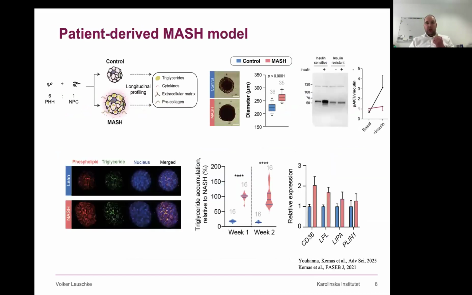So with this being said, we started to then slightly modulate or modify the culture protocol that I briefly introduced. Briefly, I showed you spheroids using liver cells from healthy individuals.